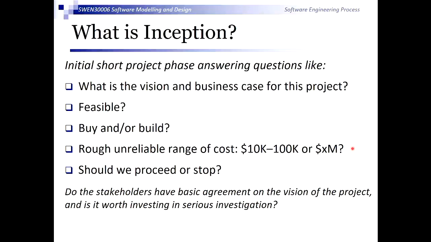We do have to consider cost. At some stage, we have to start considering the cost. At this early inception phase, we don't have enough information to get an accurate estimate, so we want a rough, not necessarily reliable range of cost. So 10K to 100K versus some number of millions of dollars. You need at least some sense of the cost of the project at this stage, but you certainly don't expect to have an accurate idea.